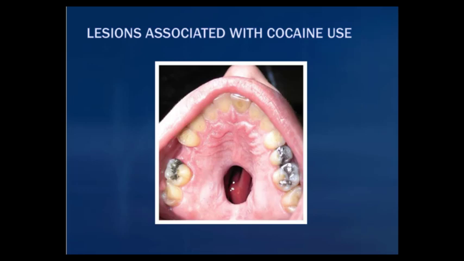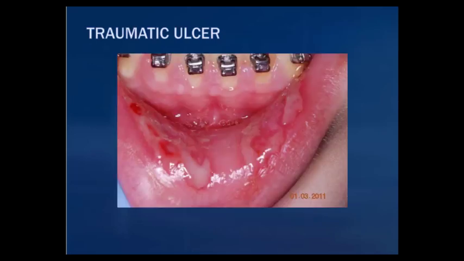Okay, lesions associated with cocaine use. We can see burns from the crack pipe or ulcerations. And then in extreme cases, we might see palatal perforation. Elimination of the cause is the treatment. And with palatal perforation, obviously we would need to refer them to a medical doctor.